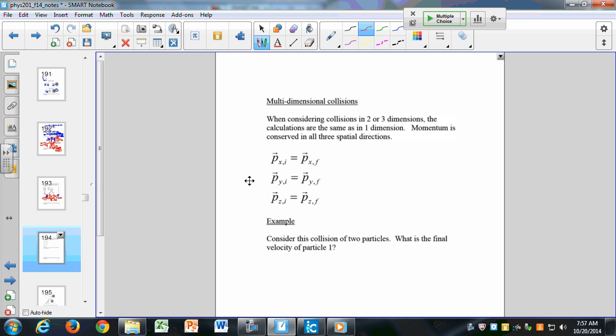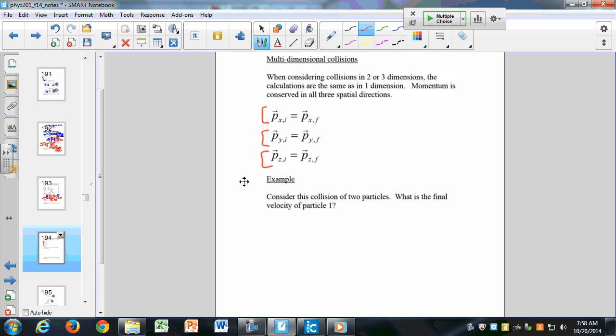So when I have collisions that occur in 2 or 3 dimensions, momentum is still conserved, but we can also say that momentum is conserved in the x, y, or z directions. So if I have a certain amount of momentum that's in the x direction, then I'm going to have that same amount of momentum in the x direction in the final state after the collision. I'll have the same amount of momentum in the y direction or the j direction in the final state, and the same for the z direction.